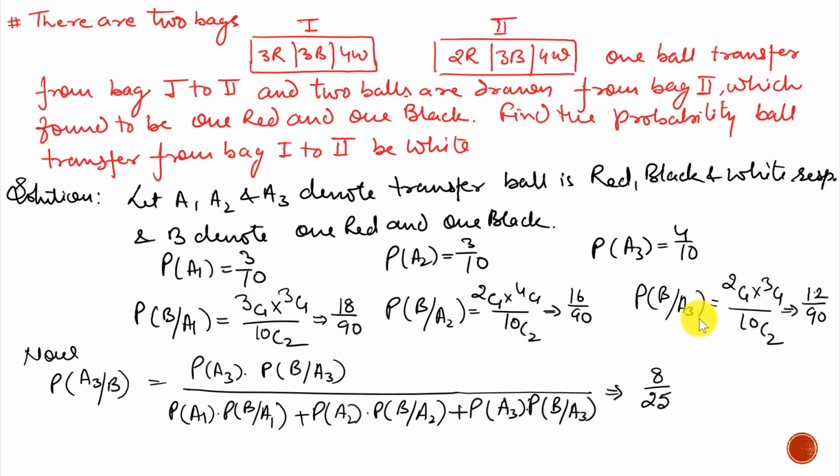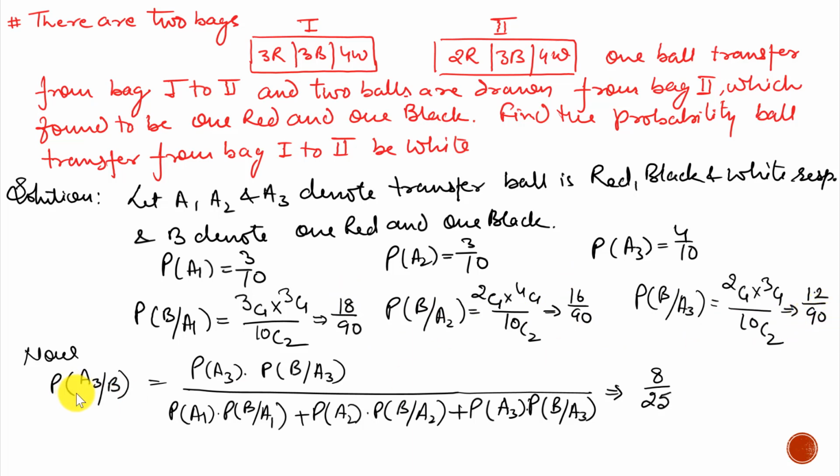Then probability of B by A3. B by A3 is 1 red and 1 black from the second bag when we transfer a white ball. Now we have 5 white, 2 red and 3 black. Probability of 1 red and 1 black is 2C1 into 3C1 upon 10C2. Here we use combination because the question is without replacement. So after calculation we get the probability of B by A1 is 18 by 90, probability of B by A2 is 16 by 90, probability of B by A3 is 12 by 90.